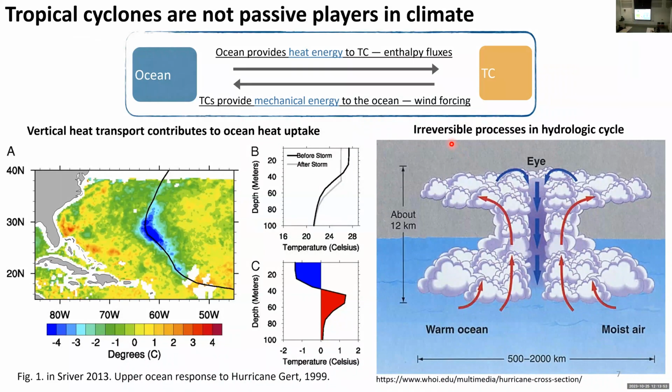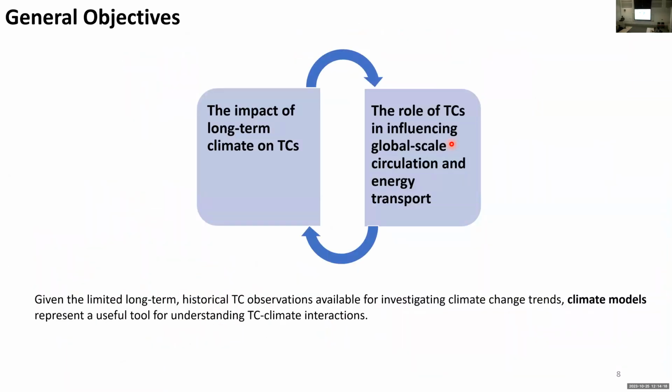Also, the tropical cyclone includes a lot of irreversible processes, like the forming of the droplets, mixing, and falling down of the raindrops, and the friction. And these processes are very important to help us diagnose our future climate. So our general objective is to investigate the tropical cyclone and climate interaction: the long-term climate impact on tropical cyclones, and how the tropical cyclone feeds back on the large-scale climate.